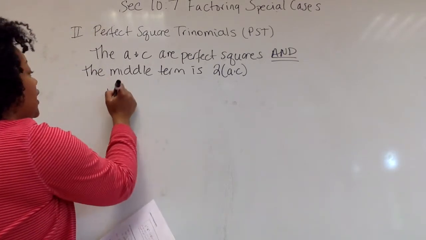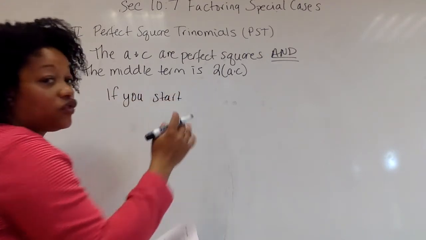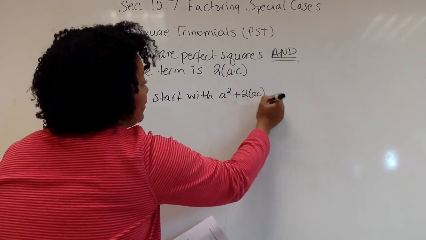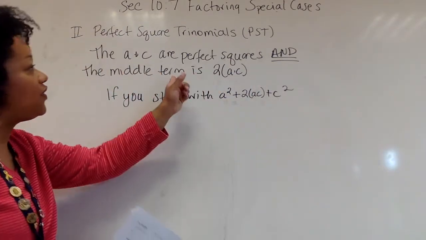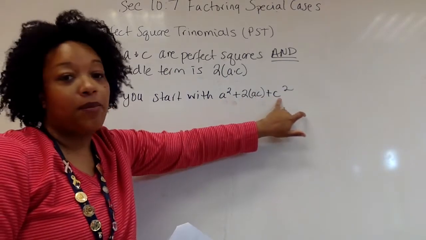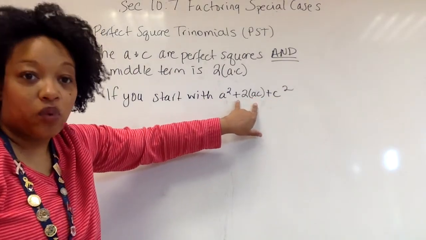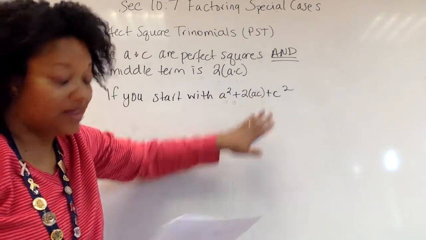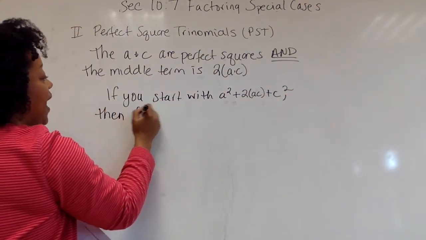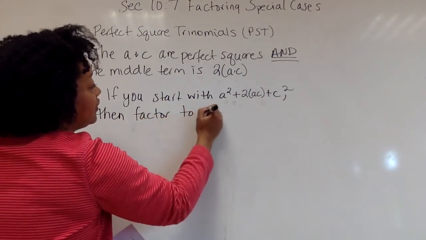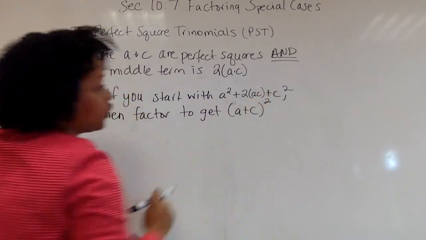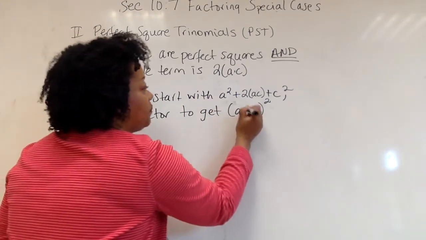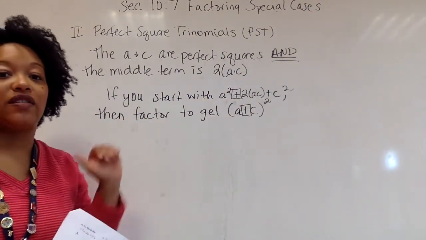So here's what we got. This is what your problem would look like: a squared plus 2ac plus c squared. This is exactly what that first sentence says. I have perfect squares in the front, perfect squares in the back. Take the product and double it. That's what the numbers would be represented by this expression here. So if this is what you're starting with, then factor to get a plus c quantity squared. All right? A plus c quantity squared. Now, what I need you to understand is that this plus sign will match this plus sign. So that's how you know that it's a plus. Go ahead and box those.